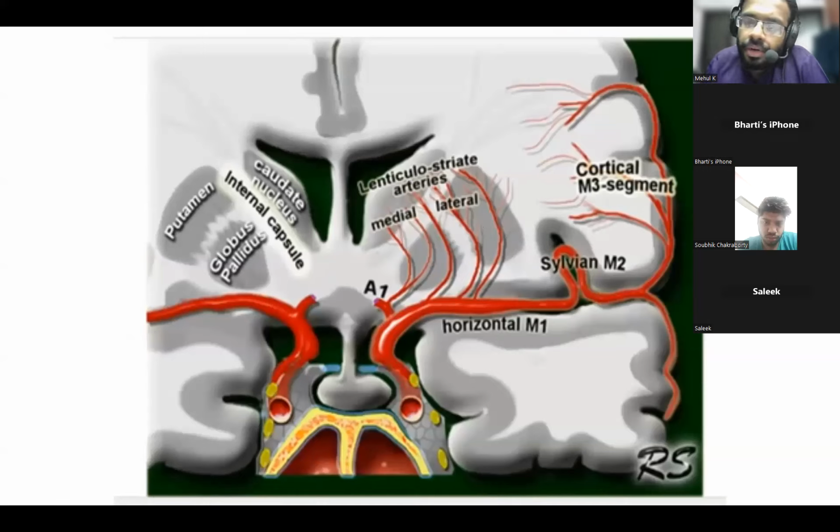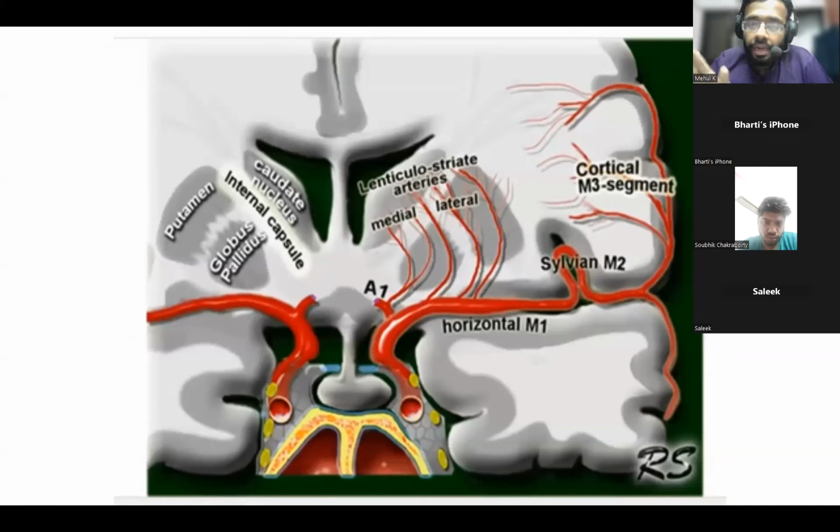They're supplying your basal ganglia and your internal capsule. So even if you have a very, very small thrombus in these very, very small arteries, it can result in very devastating strokes, complete gross hemiplegia on one side. So that can happen. That is why these lacunar strokes are a big problem.